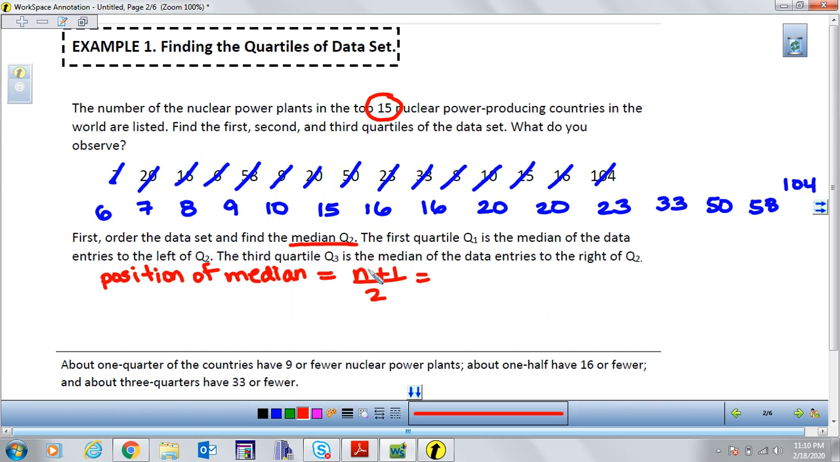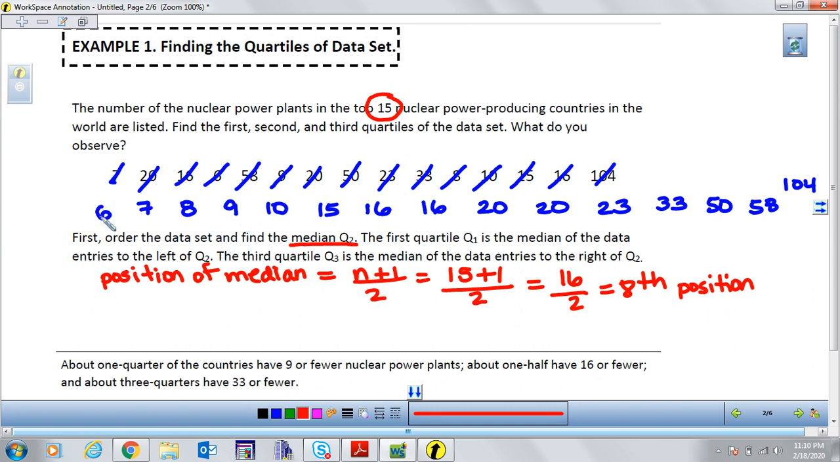So the formula for finding the position of the median is n plus 1 divided by 2. N is the total number of values in your data set. So we have 15 values plus 1, and whatever I get, I'll divide it by 2. So 16 divided by 2 is going to be 8. This 8 means the 8th position. So the number in the 8th position, counting from the least to the greatest, from left to right, is going to be the actual median, or Q2.